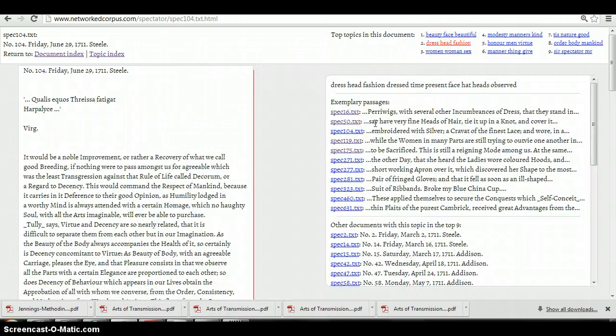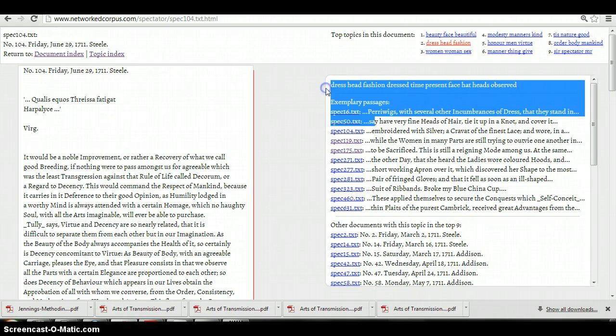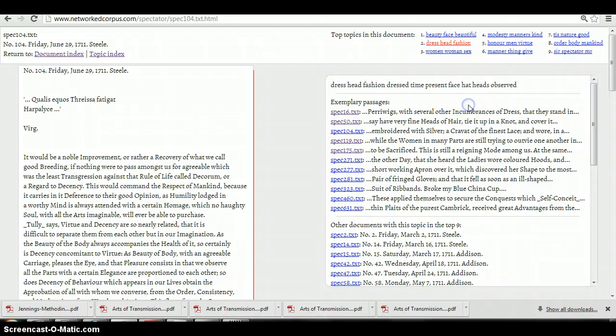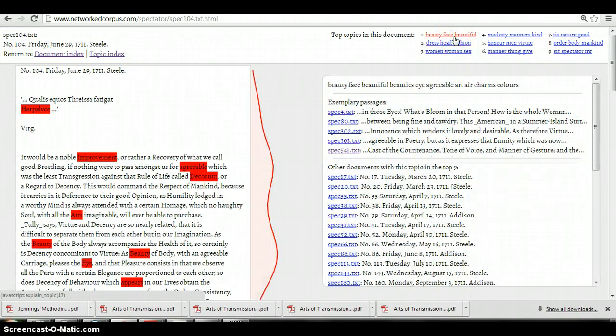This topic, dress type fashion, is an interesting one because all the words in this topic refer to items of fashion, but ones that are neither male, masculine, nor feminine. If we look at other hot topics in the text, beauty, face, beautiful, eye, breathing, there seems to be a clear association with either women or men.